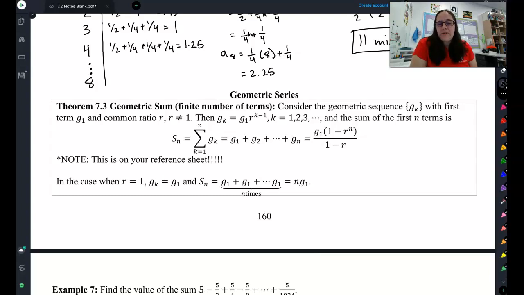Let's talk about geometric series. There are two kinds of geometric series we're going to talk about. The first one is a finite geometric series, meaning it ends.